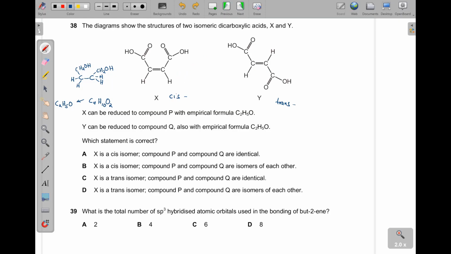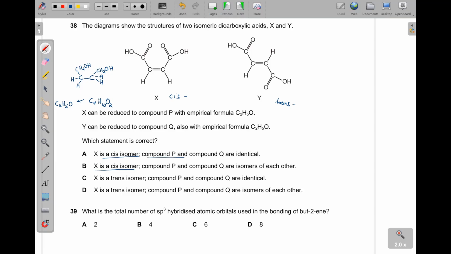Now, they are saying Y can be reduced to compound Q also with the empirical formula. That is true. Then they are saying which statement is correct. They are saying X is a cis isomer. We have seen it is a cis isomer. It is true. So look here and here.